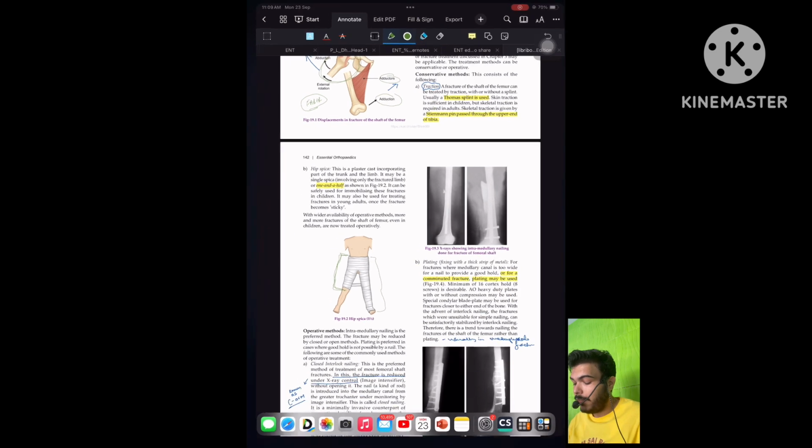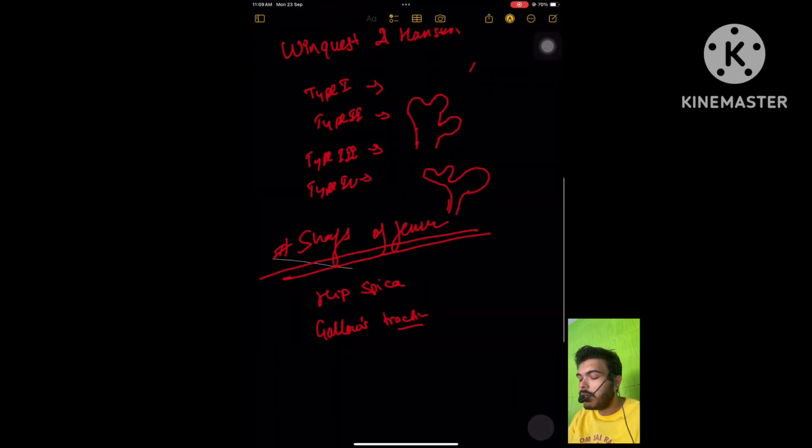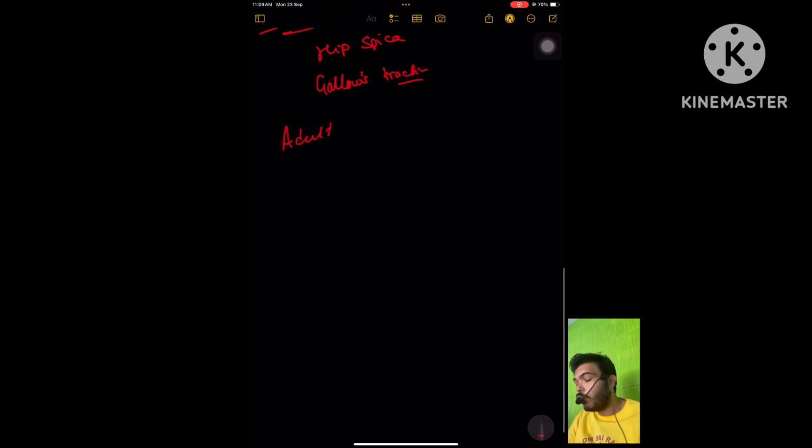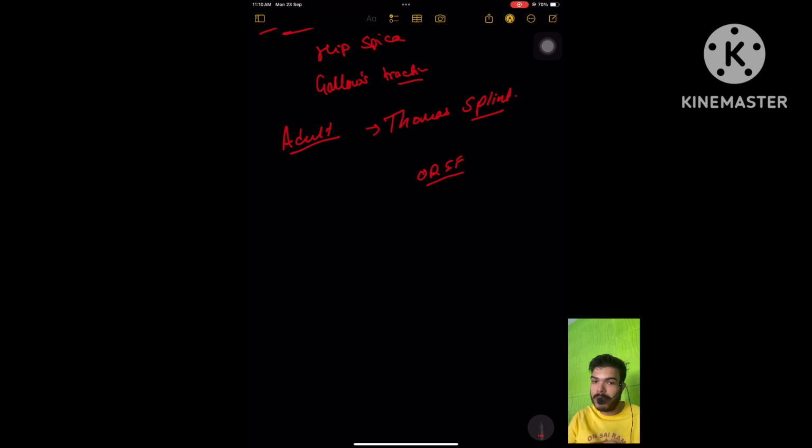Now if it's an adult, in case of adult, if you want to go for conservative management, you can go for a Thomas splint, okay. And for definitive management, if you want early weight bearing, if there is a severely comminuted fracture, if there's associated nerve damage, if there's associated arterial damage, you have to go for open reduction internal fixation. So how will you do this? You can go for either plate and screw. If there is no severe comminution and you want to use a nail, then you can go for closed reduction internal fixation with IMIL, the intramedullary interlocking nailing system, okay.